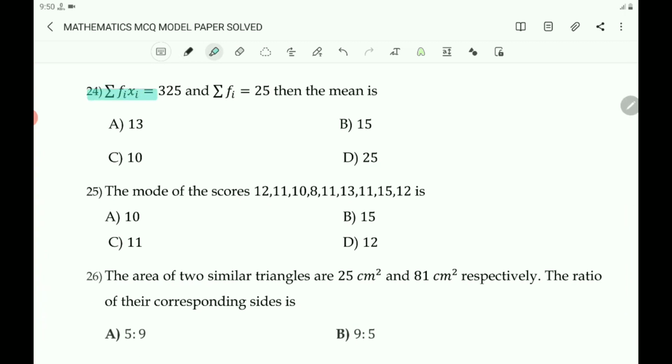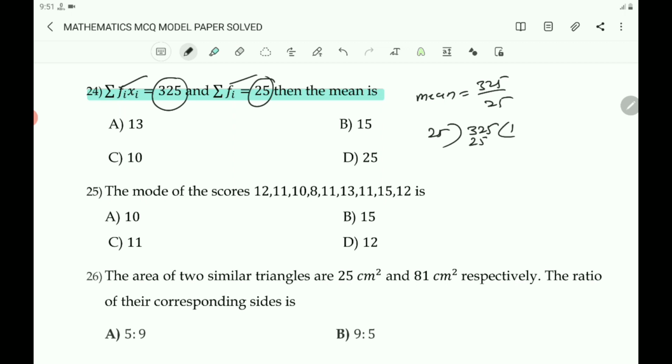If summation of fy xi equals 325 and summation of fy equals 25, then the mean is. Sigma fy xi equals 325 and sigma fy equals 25, then the mean. You know the formula for mean. Mean equals sigma fy xi divided by sigma fy, that is 325 divided by 25. If you divide 325 by 25, 25 ones are 25, then 75 is remaining, that is 25 threes are 75. Then what is the answer? Option A is the answer.